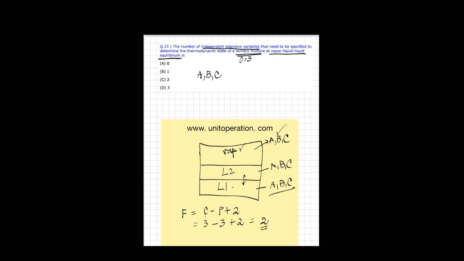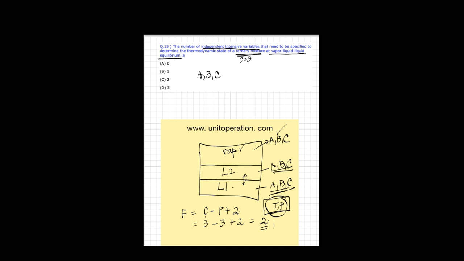So therefore, any 2 intensive variables, it could be temperature and pressure, it could be other intensive variables which are not directly measured, like Gibbs energy, entropy, etc. But these 2 are measurable intensive variables, temperature and pressure. So if you fix the temperature and pressure and you take all the 3 components and mix them well together and give some time to rest, after some time the phases will separate out and there will be a vapor phase on the top and the compositions of all these phases will be fixed.